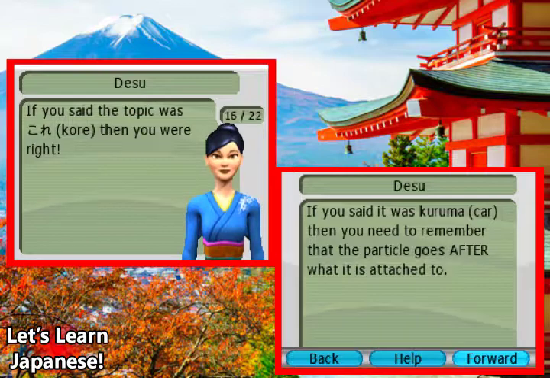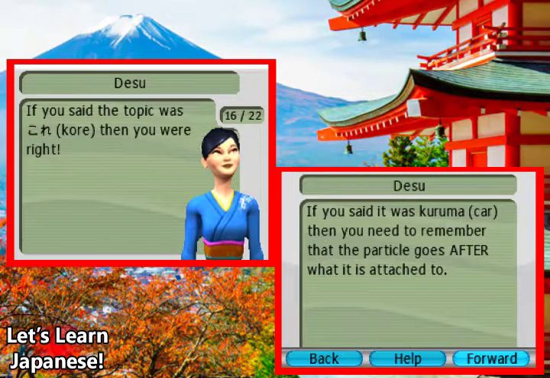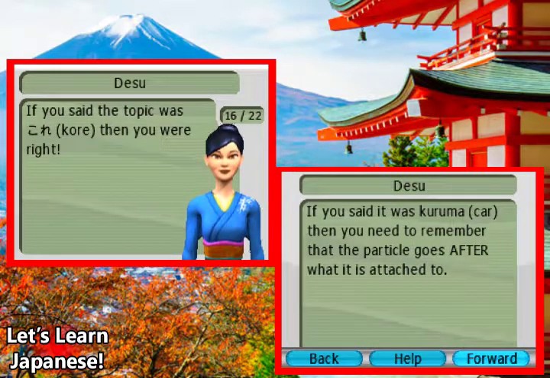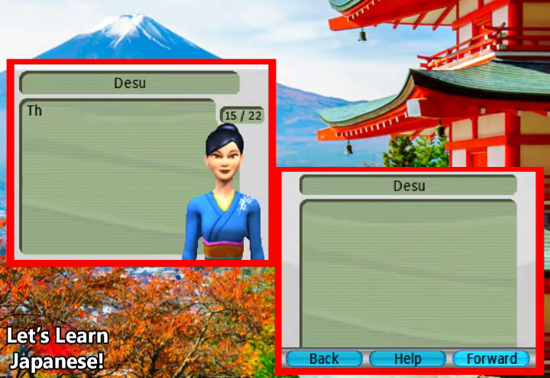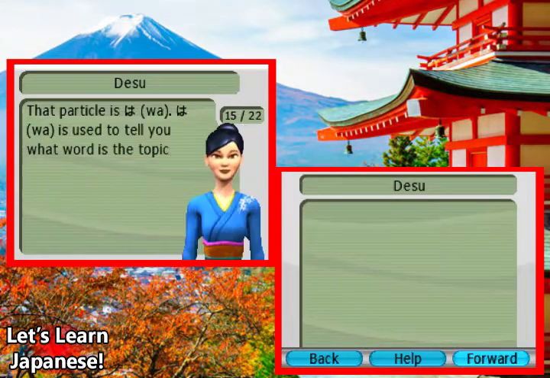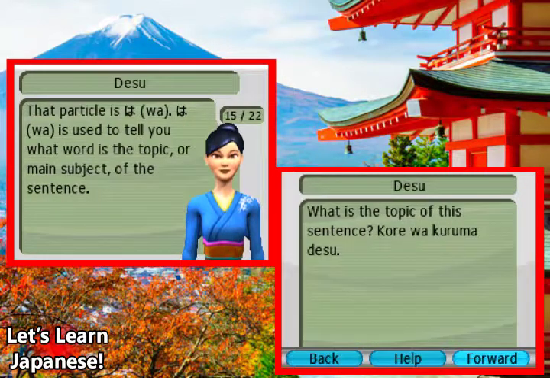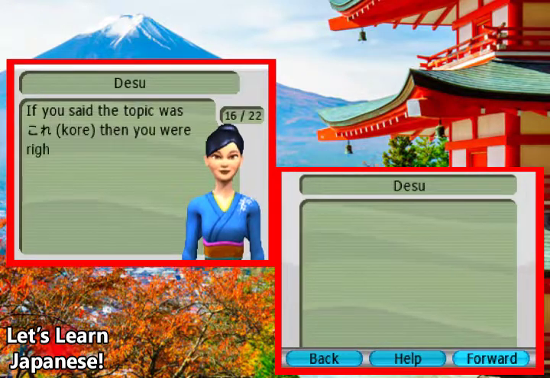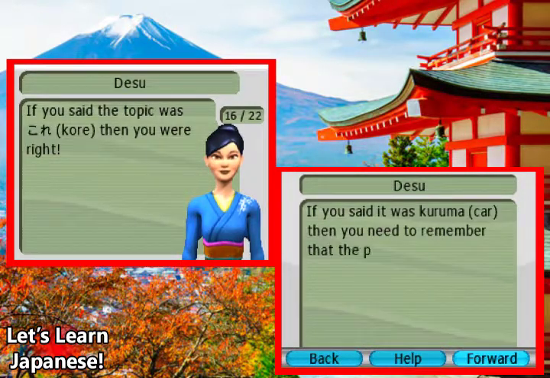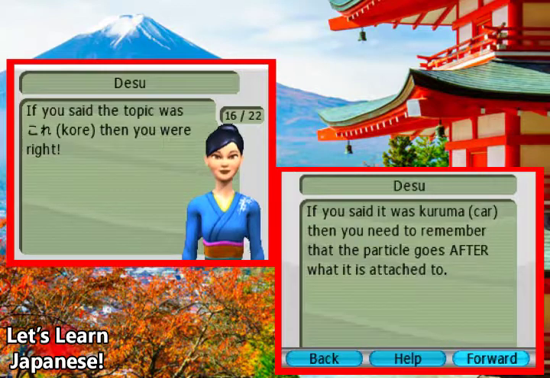So the particle goes after the subject, so it connects the subject to the object. I think that's what she said. Particle is wa. Wa is used to tell you what word is the topic. Oh, no, okay. So basically the particle comes after a word, and then that informs you of the role of that word. Okay. So yeah, kore wa says kore is the subject.